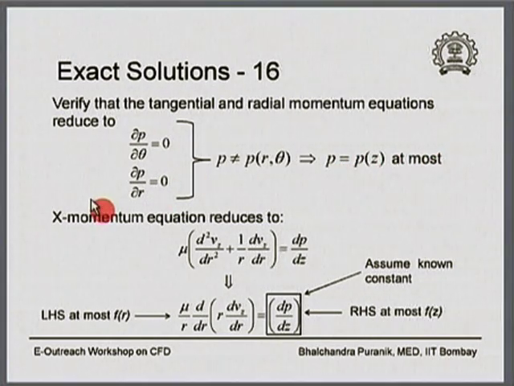Finally, we visit the x momentum equation, and I am directly now writing the reduced form of the x momentum equation. Since p is at most a function of z, we have dp dz in the total form, we do not have to talk about a partial derivative. You will see that the left hand side can be couched or placed in the form of mu over r d dr of r dvz dr. So, let's see if that turns out to be the case. Let me write this down.